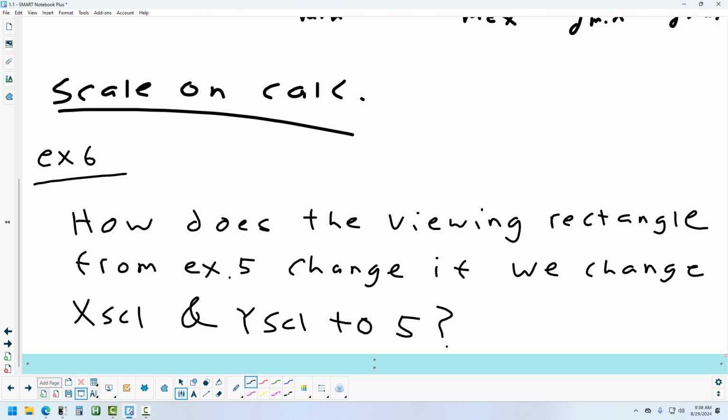Again, don't worry about the scale. The scale just changes how often you see tick marks. I never really worry about that.